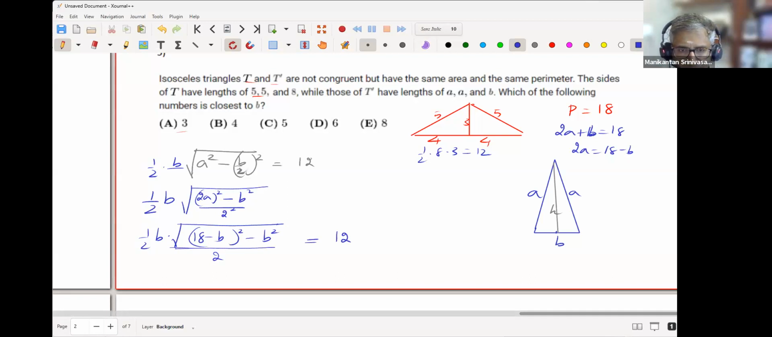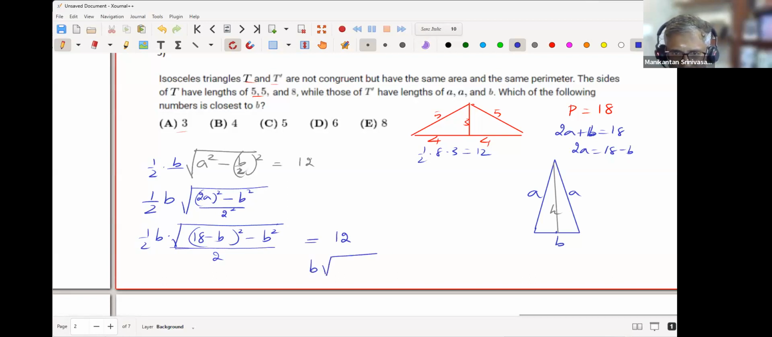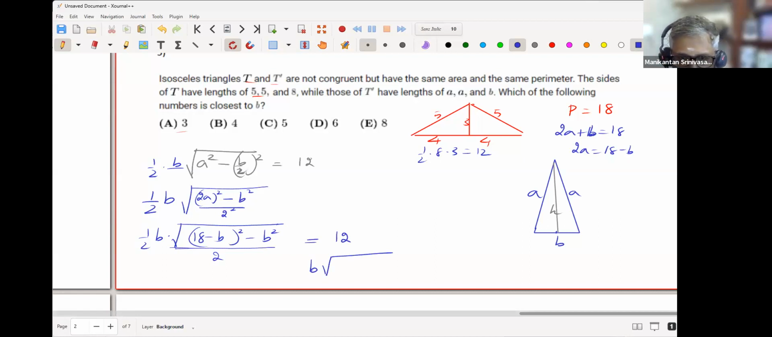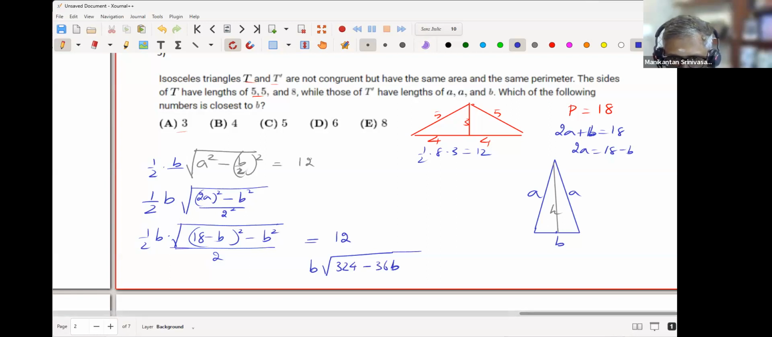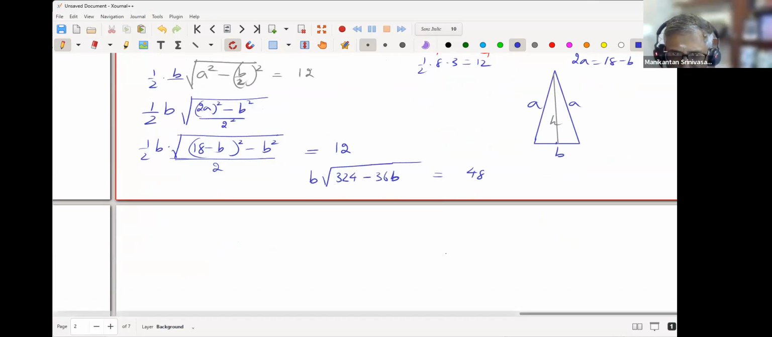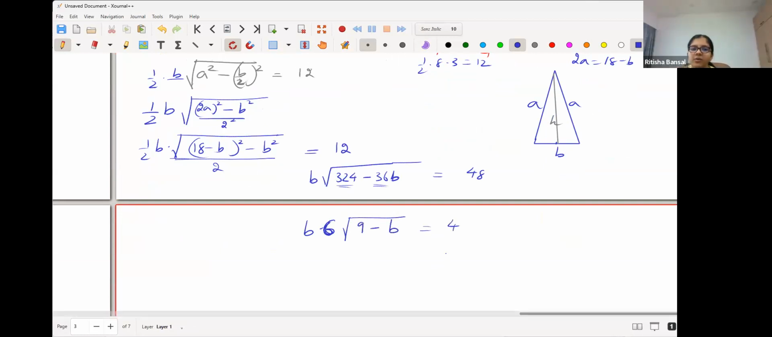So which means we have B into square root of 18 minus... can we simplify this better? Let's see. So 18 square is 324 minus 36B plus B square minus B square gets cancelled, equal to 48. Now we can simplify this a little bit, right? So I can take 36 common outside here. 36 times 10 is 360, therefore 36 times 9 is this. So 9 minus B. And the denominator, I was getting 4 in the root part of it.